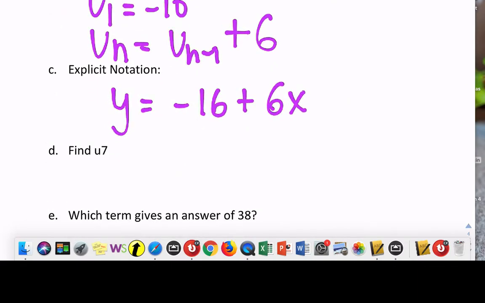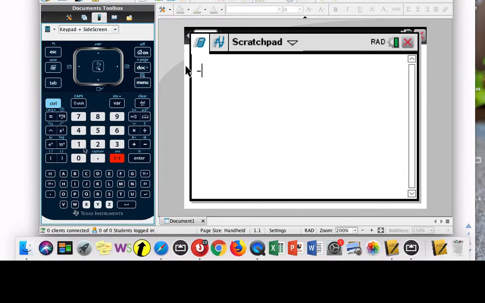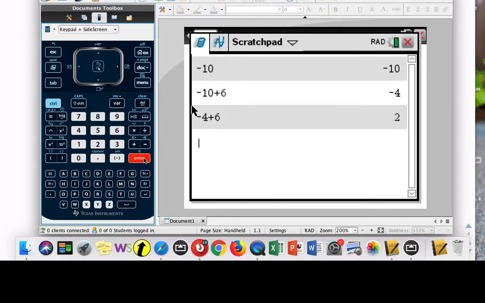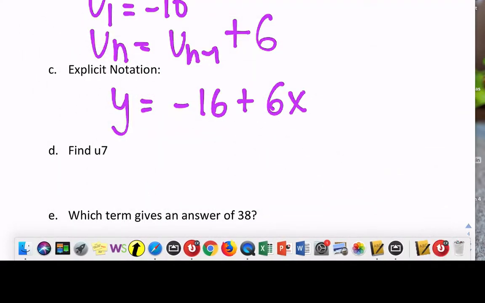Find u sub 7. Again, you could type it in your calculator. So I'm going to hit Doc B and clear the scratch pad. I'm going to type in our starting number, -10, and hit Enter. All right, now I'm going to add 6 every time. So u sub n minus 1 is like the answer key. So there's the second term, third term, fourth term. We want the seventh. So 5th, 6th, 7th. So the 7th term is 26.